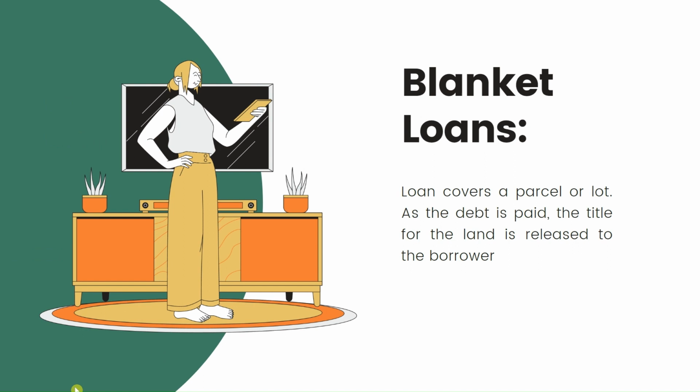A blanket loan. A blanket loan is one that covers a larger parcel of land, and as this loan is paid off, the lender will release title to the land. All right? So, the lender will give you the money, but they'll hold on to the title. And then as you're paying it off, they're releasing a certain portion to you. So if you pay half, they give you half. If you pay a quarter, they give you a quarter, and they just keep releasing it till you pay it all off in full. So that is your blanket loan.